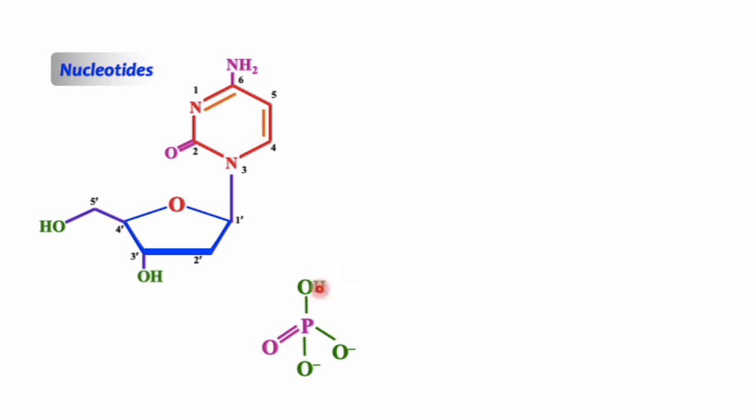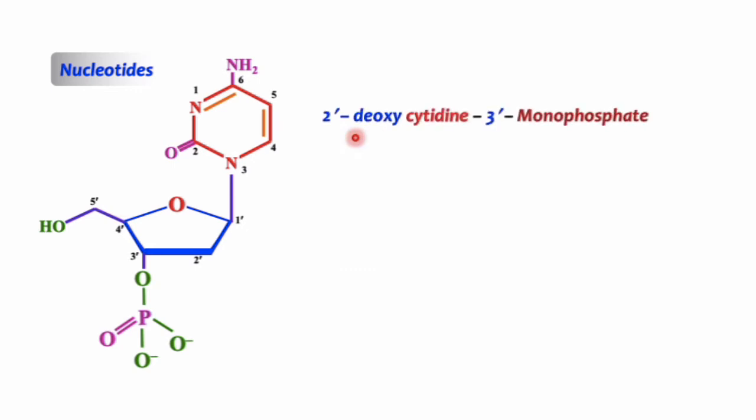So where do we connect now? On the third carbon here, if I can connect with the phosphate, now this also has become a nucleotide form. Got it? So what is the name for this? 2-deoxycytidine, right? 3-monophosphate. So that would be the nucleotide which has formed. And this in fact is a deoxyribonucleotide. Okay, I guess that is clear.